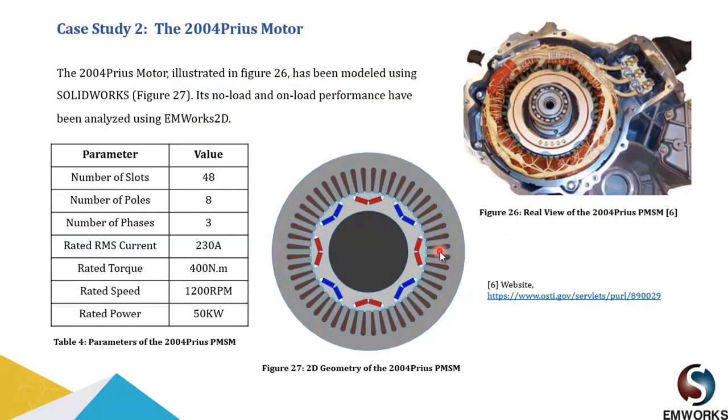In the second case study, we have the 2004 Prius motor equipped with 48 slots and 8 V-shaped rotor poles. The single layer windings are made of 3 phases. The motor has been designed using SolidWorks, while its parameters are listed in this table.